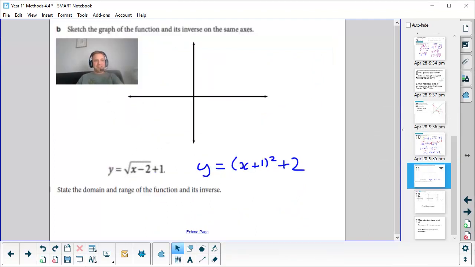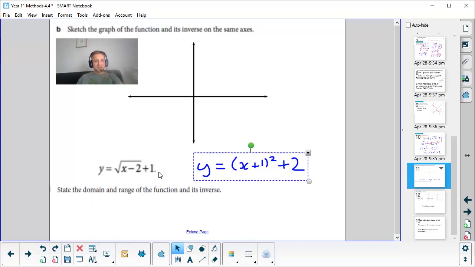Our next goal is to sketch the graph of the function and its inverse. So I've just put the rules for them here. We've got our square root graph, we've got our quadratic graph, and we've got to sketch them both on the same set of axes. So we'll start by sketching the original graph, the square root graph.